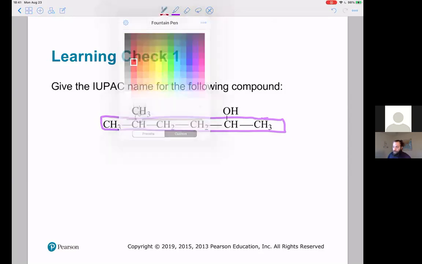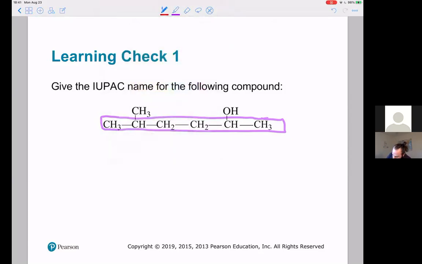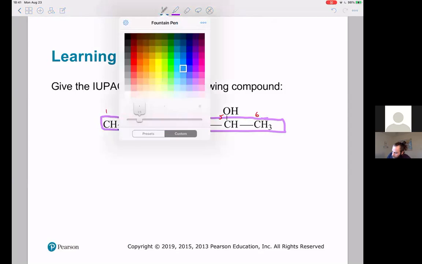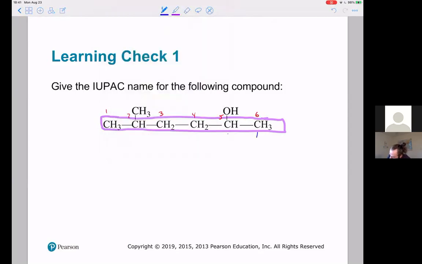What we said before is that once you get your parent chain, there are two ways to number it. We can go left to right, which is the normal way we read, or we could go right to left. But we're going to pick the numbering scheme that gives us the lowest possible numbers. Now, in the red scheme, I would have a 2 on the methyl group, and in the blue scheme, I would have a 2 on the hydroxyl group. You're always going to prioritize the alcohol group.